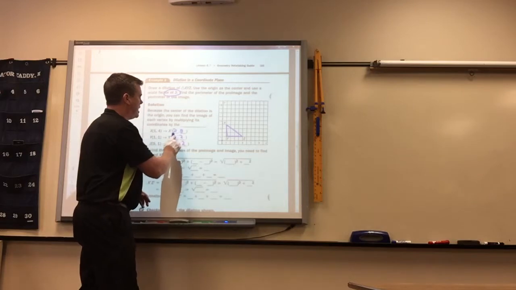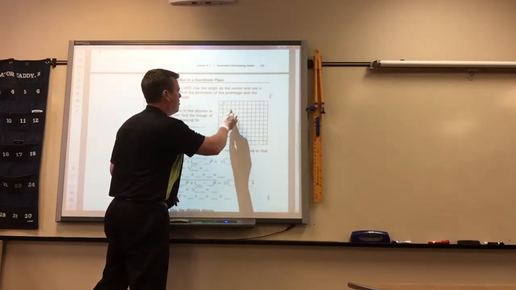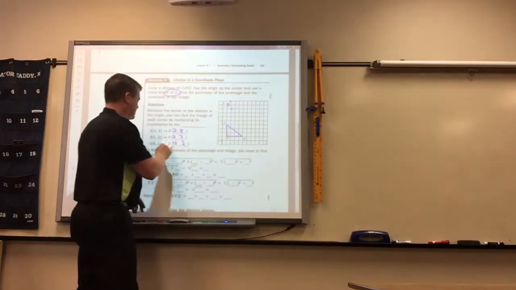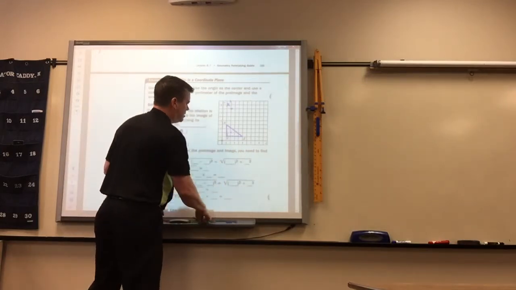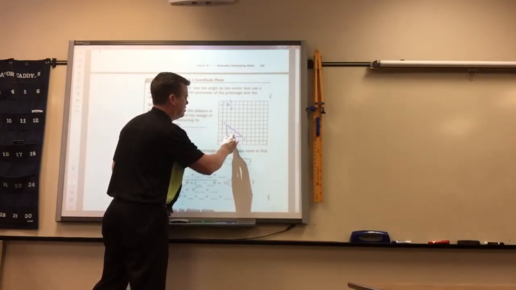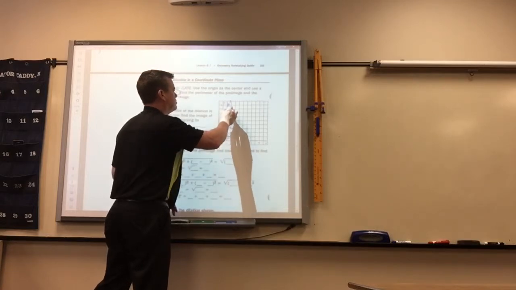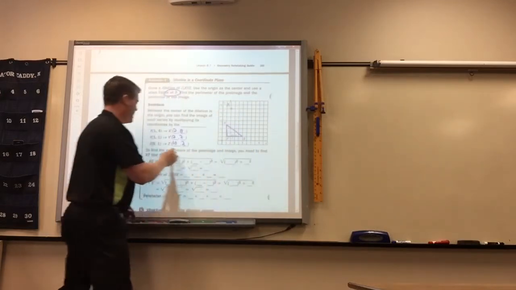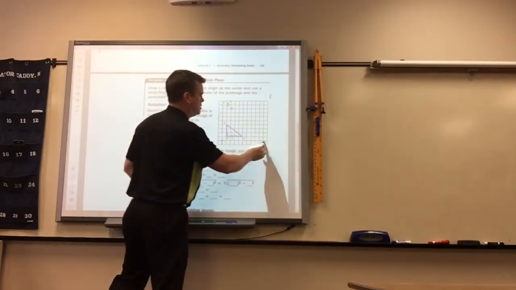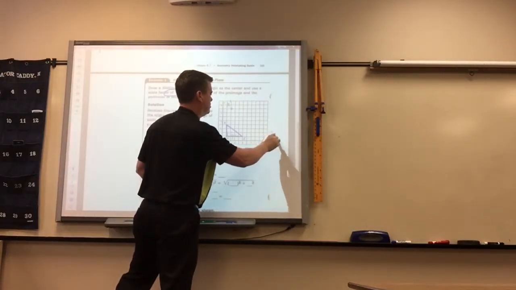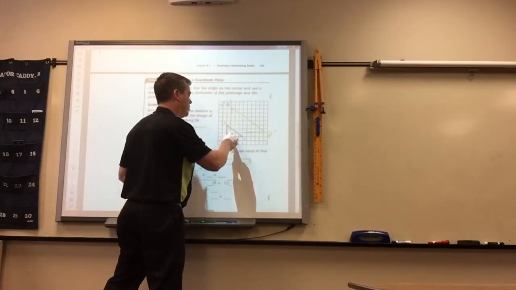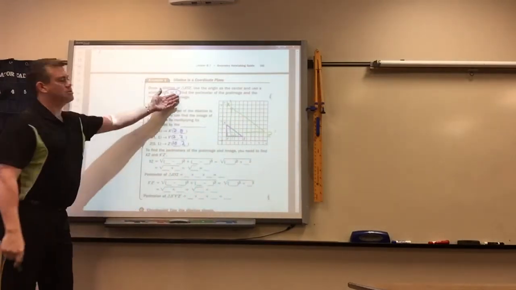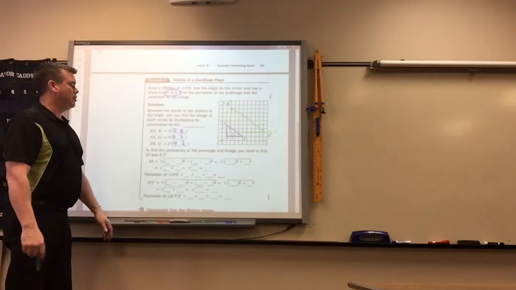X prime, the new x, is 2 over 8 up. Y prime is 2 over 2 up. Just use another color. And Z prime is 10 over 2 up. So here is a new triangle that is twice the size, or a scale factor of 2, of the original one.